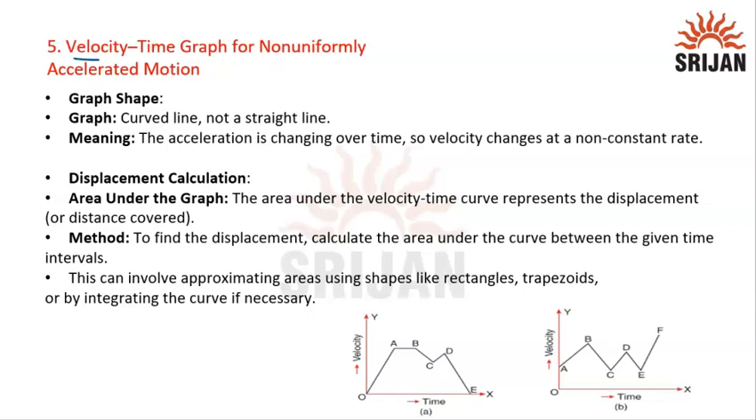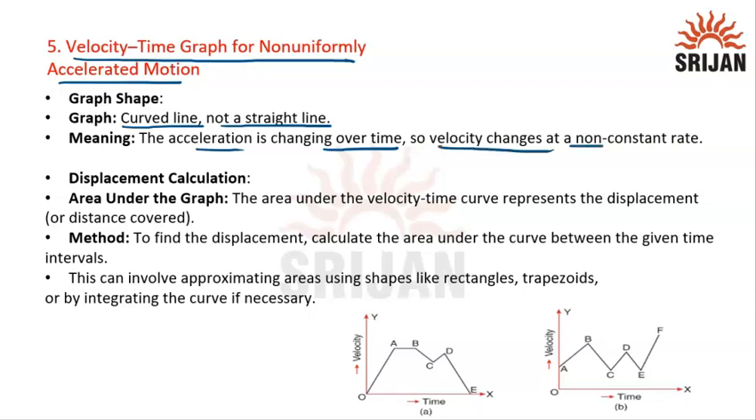So the next is the velocity time graph for non-uniformly accelerated motion. Now these graphs are basically for non-uniformly accelerated motion. Acceleration is not constant, so it can be a curved line. It's not a straight line. The acceleration is changing over time. That's why it's a curved line, not a straight line.